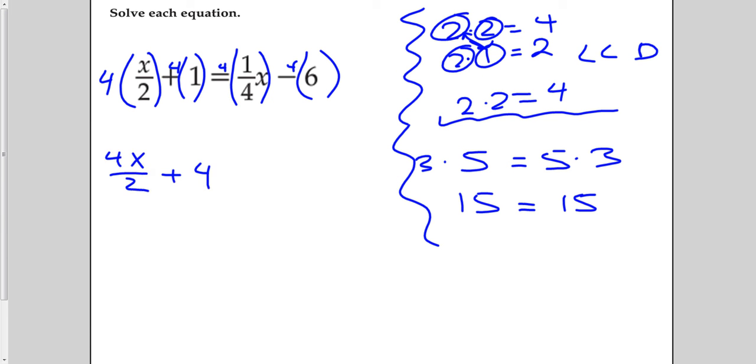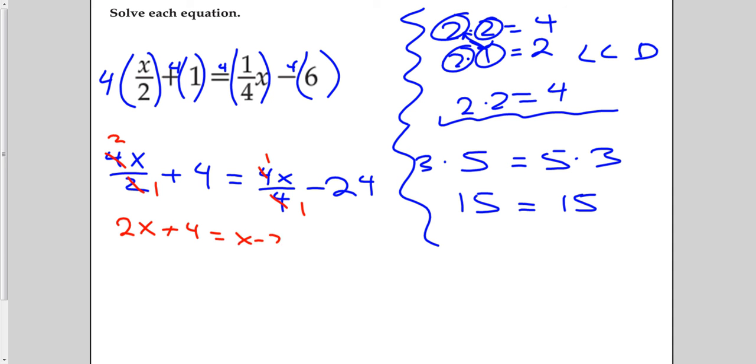4 times 1 is 4. 4 times 1/4 is 4x over 4. And then I'm going to have minus, or subtract, 24. Now I said that the denominators should cancel out, and they will. 4 divided by 2 gives me 2 on top and 1 on the bottom. 4 divided by 4 gives me 1 on the bottom and 1 on the top. So when I rewrite this, I get 2x plus 4 is equal to x minus 24.